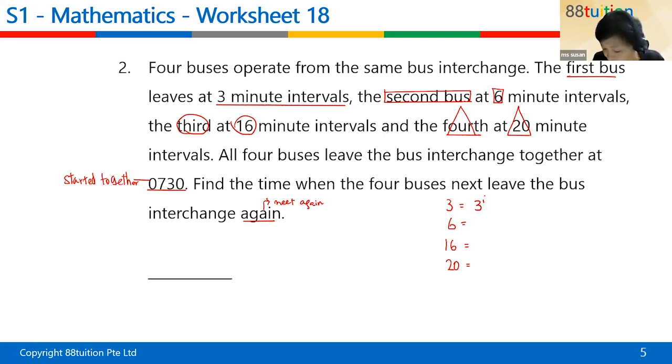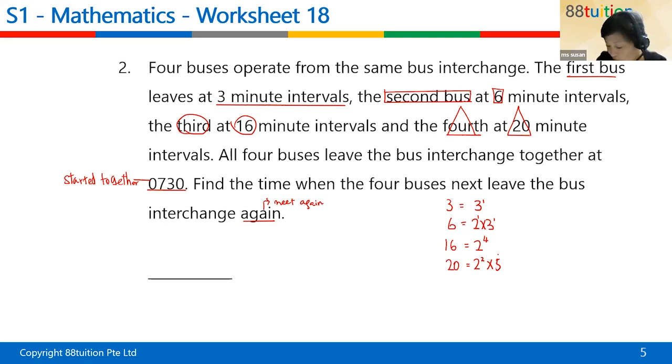So what we have to do is express them in prime factorization. Okay, so 3 will be 3 alone. 6 will be 2 times 3, so 2 to the power 1, 3 to the power 1. How about 16? 16 is made up of 2 times 2, 4, 4 times 2, 8, 8 times 2, 16. So 2 to the power of 4. For 20, what is the prime factorization? 2 times 2 is 4, times 5, gets you 20.